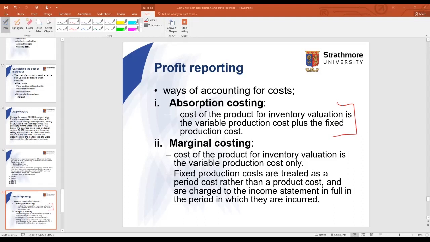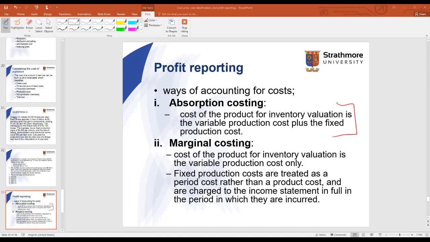However, if we're using the marginal costing method, we only use the marginal cost. We only use the variable production cost when getting the cost of the product. If there is fixed production cost being incurred, it is treated as part of period costs. It is not absorbed and does not become part of the product cost, but is expensed when preparing the profit statement. You need to get that clear.